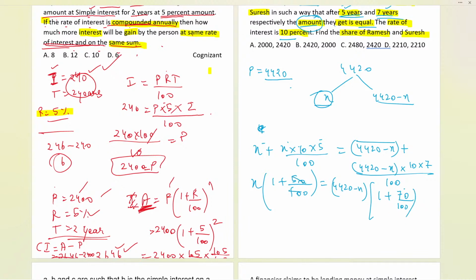So now we can write like this. Let us not cancel it. Directly write 150 by 100. Okay. X times of this equals to 4420. Now it will be 170 by 100.